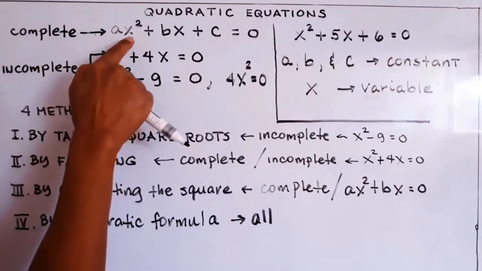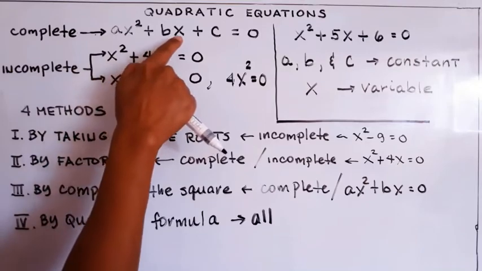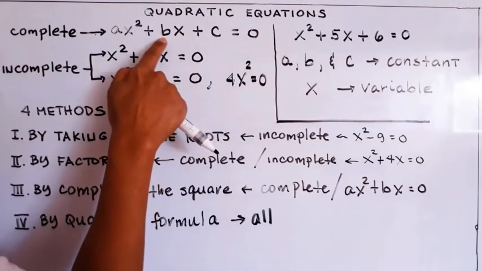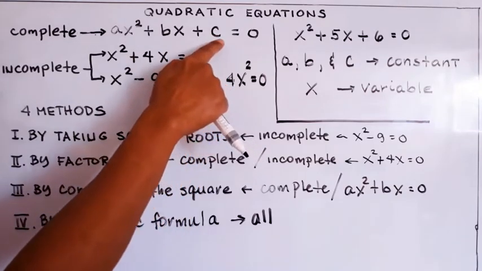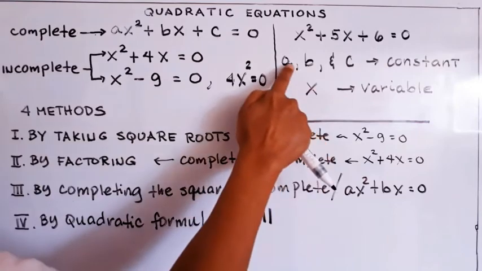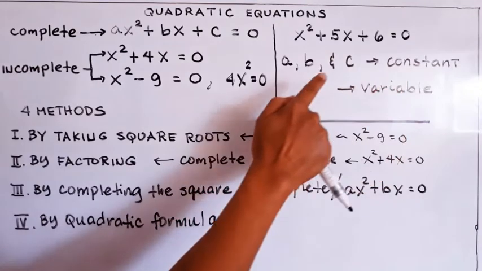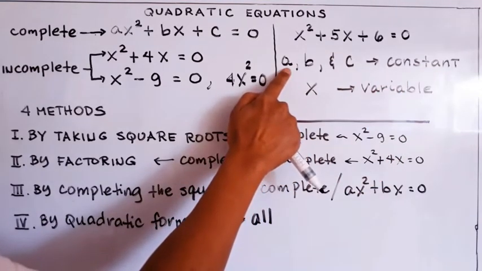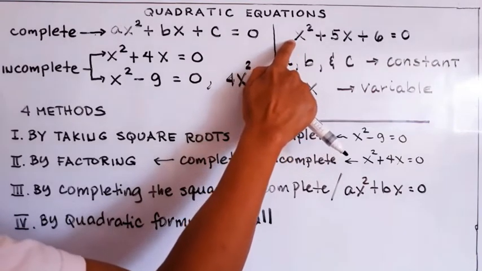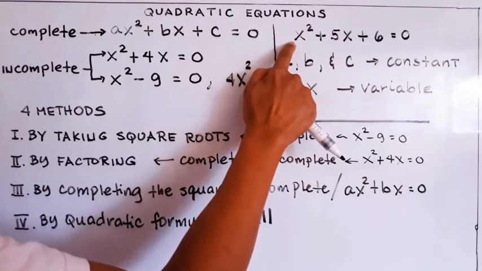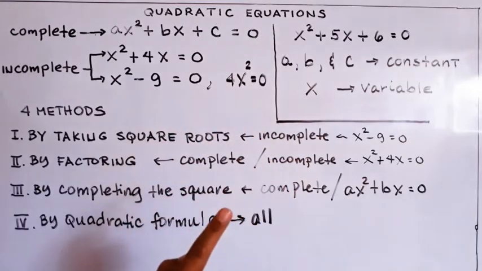The numerical coefficient of x squared is a. The numerical coefficient of the middle term x is b. And we have a constant here, a number without any letter. So for a, b, and c, they are constants. And usually a is equal to 1. Like in this example, we don't see any number here before the x squared. Therefore, our a here is equal to 1.